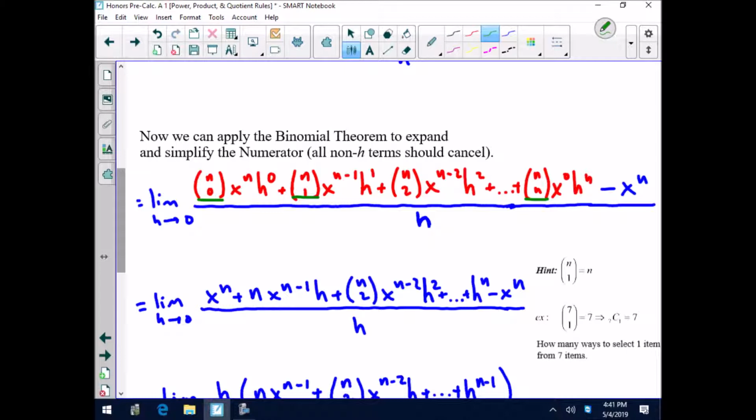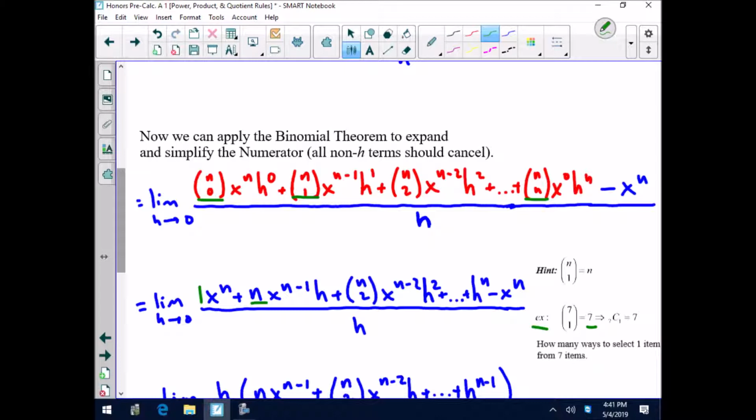And whatever n is, the number of ways we can take 0 things from n things would be 1, right? With n choose 1, we're talking about the number of ways we can take 1 thing from n. And again, whatever n is, the number of ways that we can take 1 thing from n things would be n, right? As an example, we've got down here 7 choose 1, and the number of ways I can take 1 of 7 things would be 7, right?